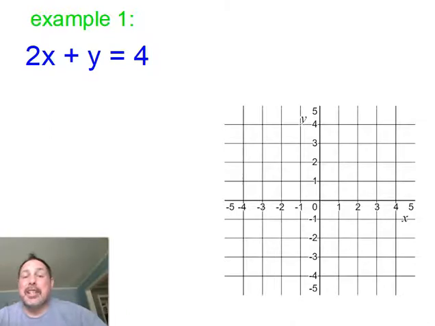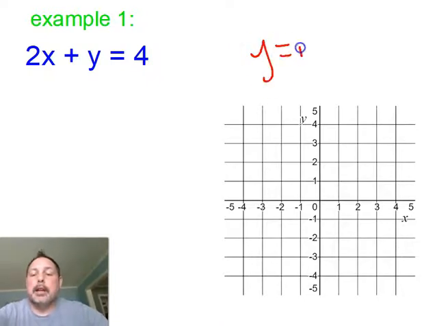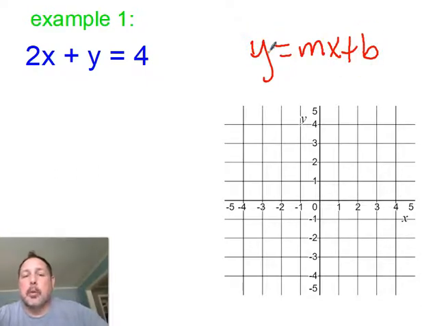Example one, we have in standard form, it says 2x plus y equals 4. The reason why I say standard form is because in 8th grade, we learned how to graph mx plus b. Well, what if it's not in that form with the slope and the y-intercept? We need to find a way to graph this. So today I'm going to show you how to use the intercepts.